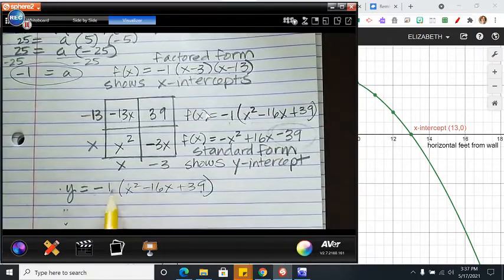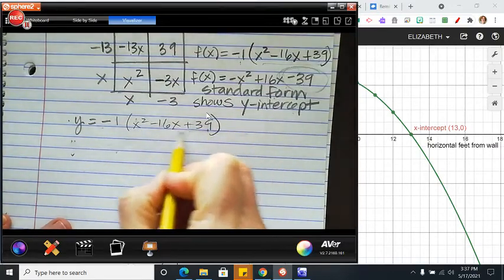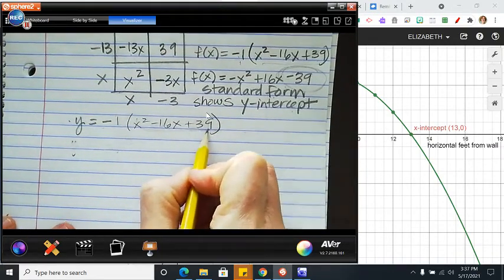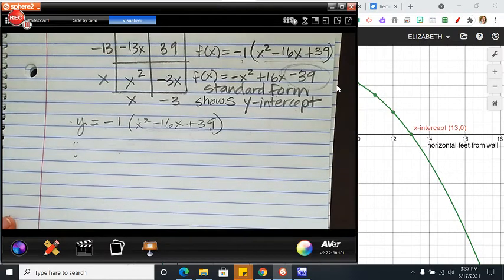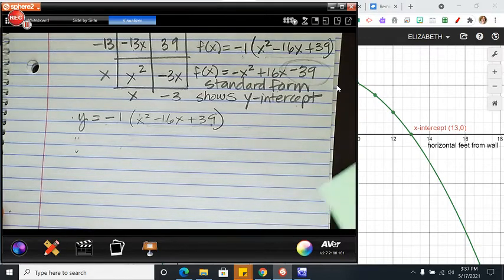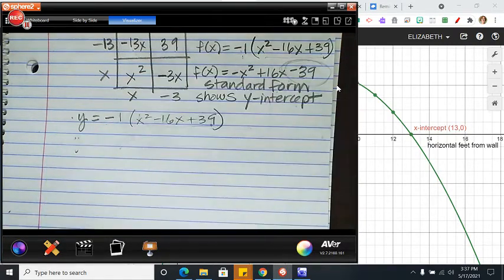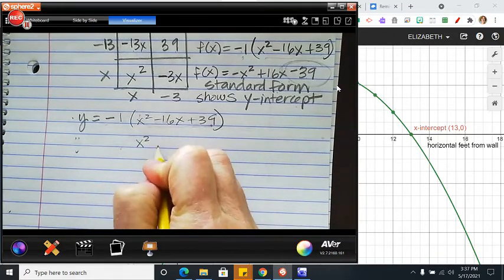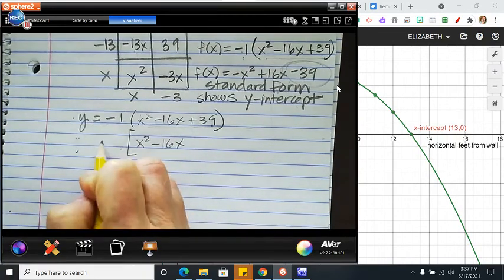Let's not even worry about this negative 1 because we didn't do any with a negative coefficient. Let's just work on this part right here and force it to be a square. If we were to write this in vertex form, we need to complete the square. That's how you're going to go from standard form to writing it like this. Okay, so let's write x squared minus 16x, and let's put this in brackets.